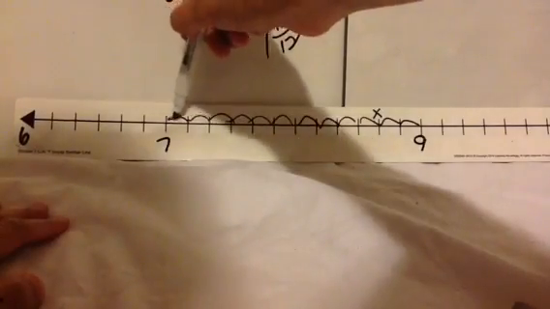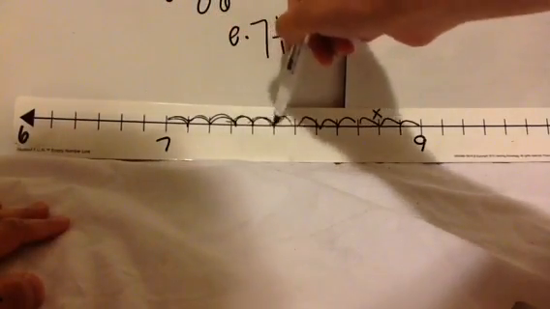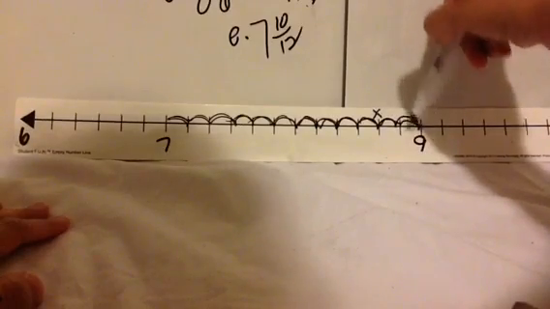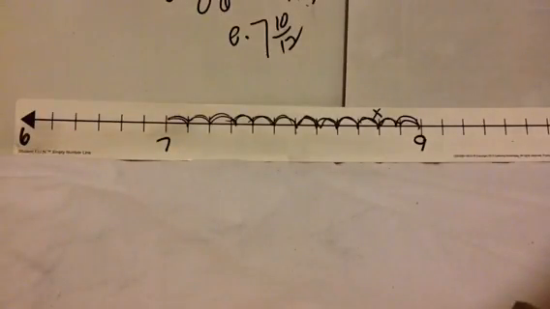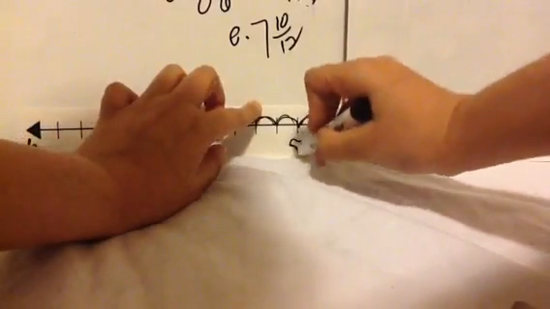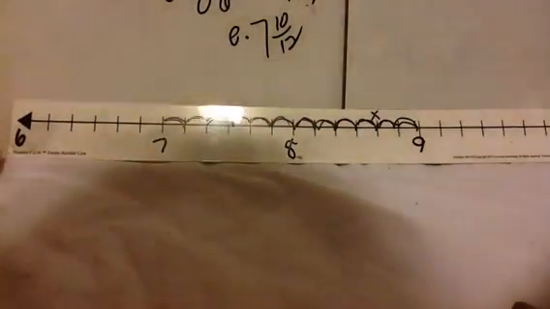So if you do it this way, 1, 2, 3, 4, 5, 6, 7, 8, 9, 10, 11, 12. Oh, that's the 10th one out of 12. My answer is 7 and 10/12. That's actually incorrect because this is where 8 belongs. And so your answer is going to be very, very different.